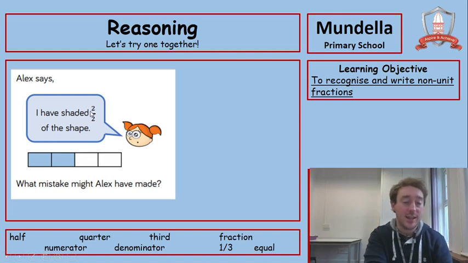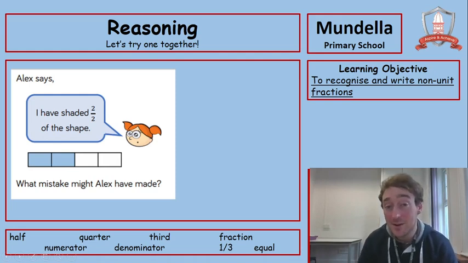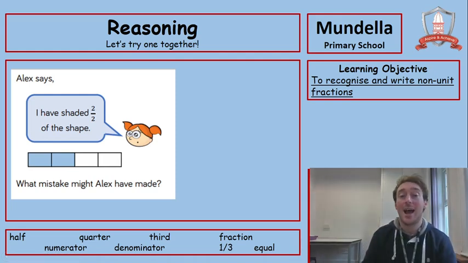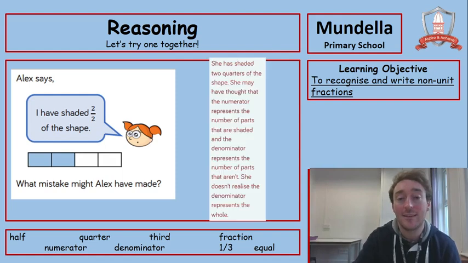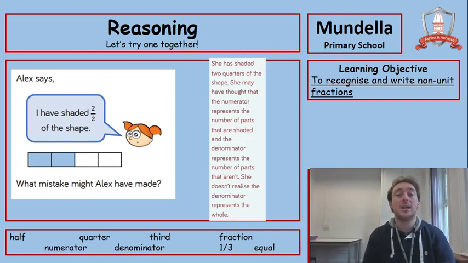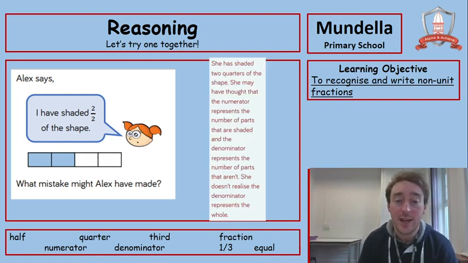She's actually shaded 2 over 4, hasn't she? 2 out of 1, 2, 3, 4. So 2 over 4. So I think she might have got a bit confused there. Now how would I write that in my reasoning? I put, she has shaded 2/4 of the shape.